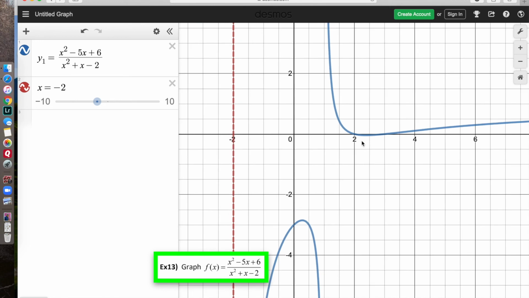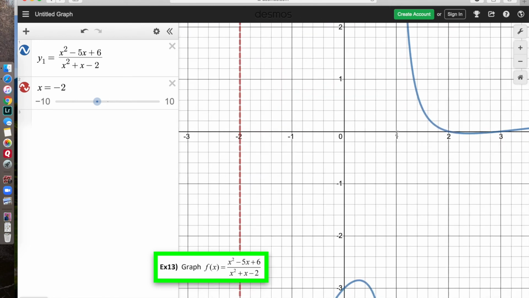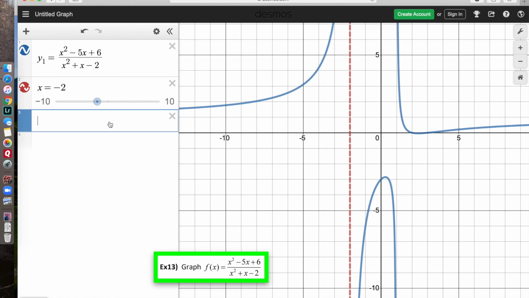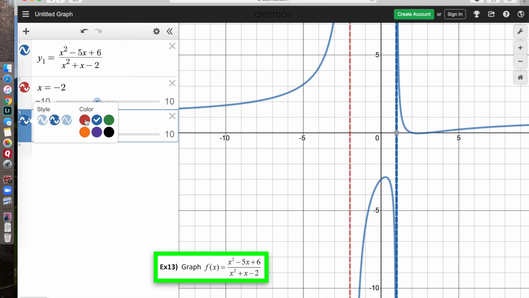And the other one looks like it's probably at x equals 1 here. So let's try x equals 1, dotted red line.